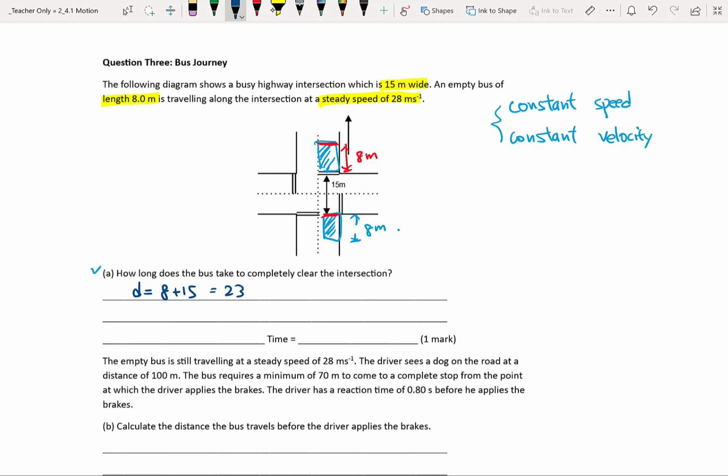And how long does the bus take? Now it is for the time. Okay, we know this is constant speed, so time equals distance over speed. The distance is 23, the steady speed is 28. From the calculator we can know this will be 0.82. So the answer is 0.82.